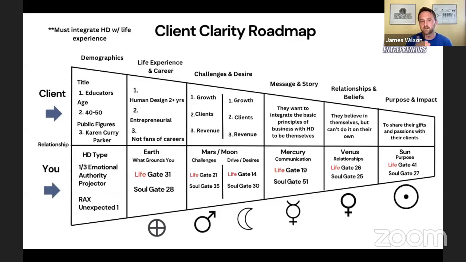So then you also have Mars and Moon gates of what are your challenges? What are you wanting to be more aware of? Is your personal challenge the same thing, perhaps, as far as what you offer, what problem you solve? And then what drives you? What really is going to make your business sustainable for you, that you can work?